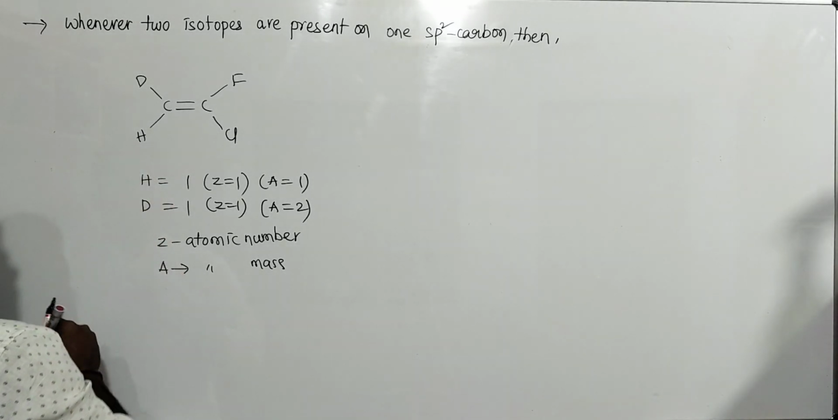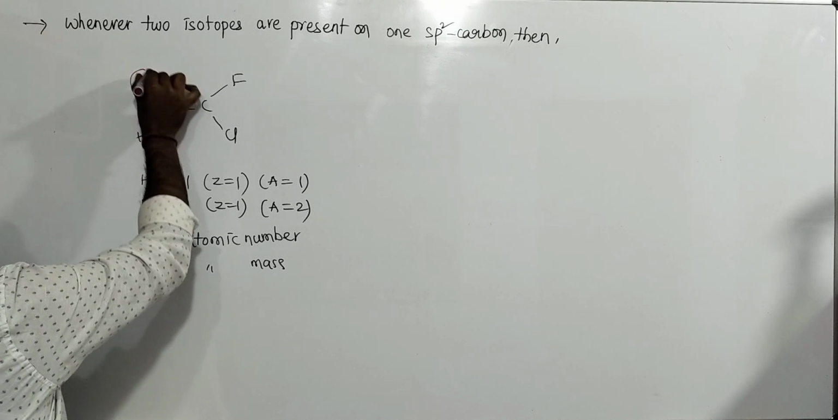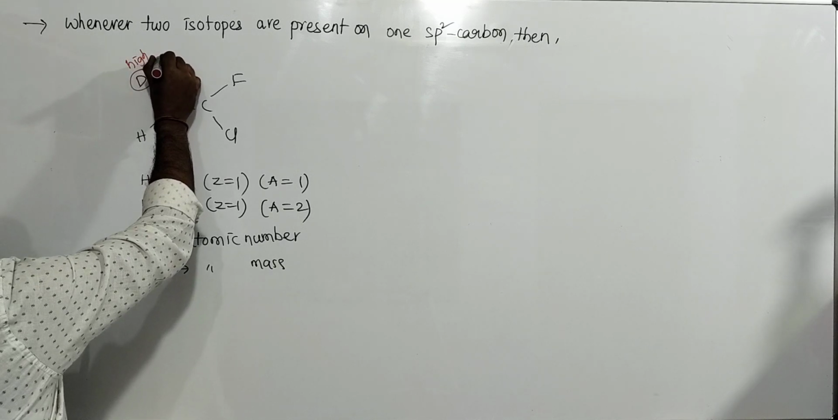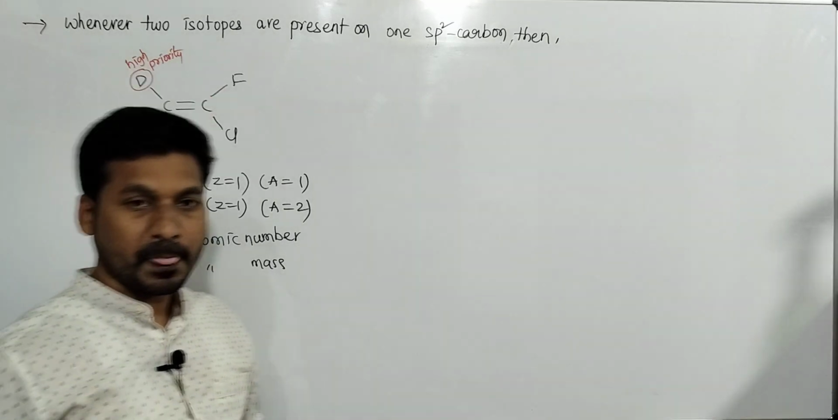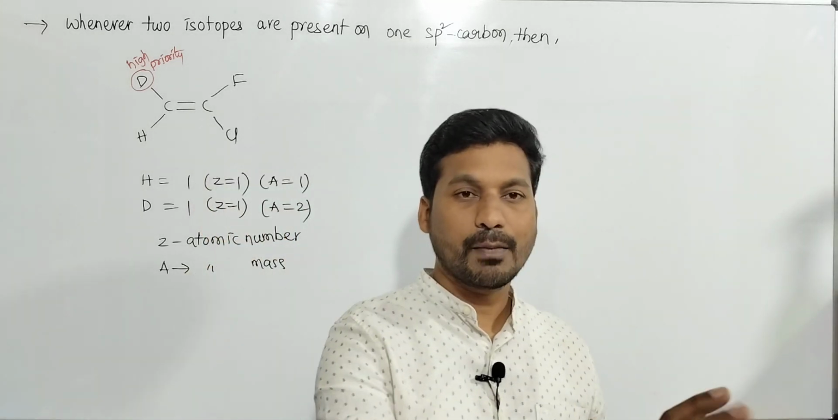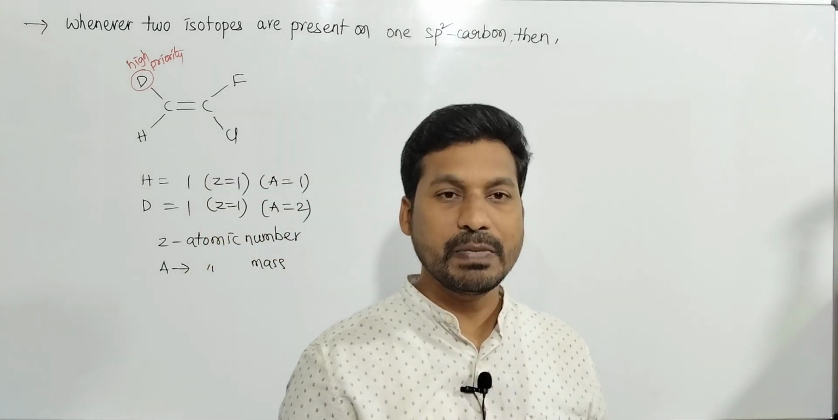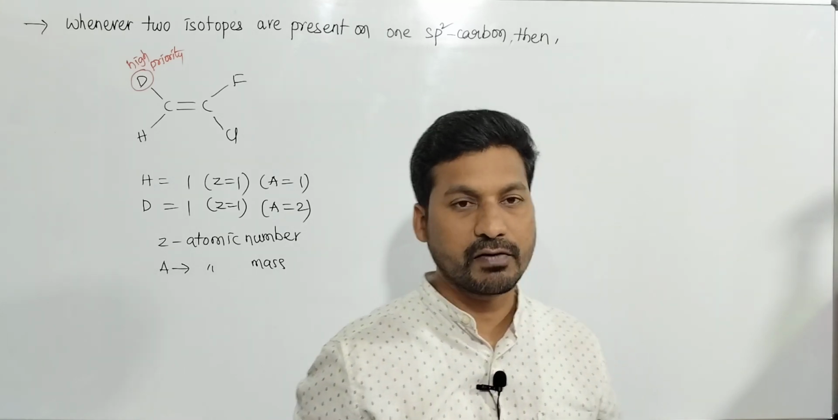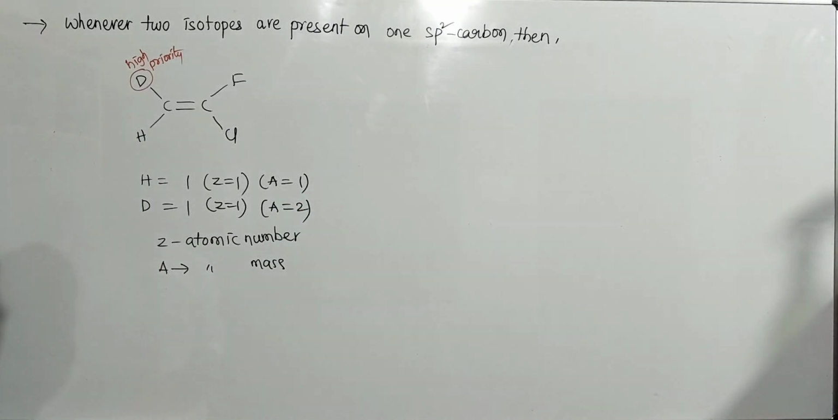So between H and D, the atomic number is the same, but deuterium is high priority because of its higher atomic mass. So when atomic numbers are the same, high priority is given to the atom of higher atomic mass. Whenever atomic numbers are the same, we verify the atomic masses. That's my point. Next, the third one.